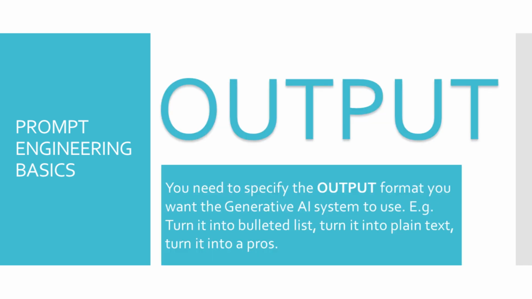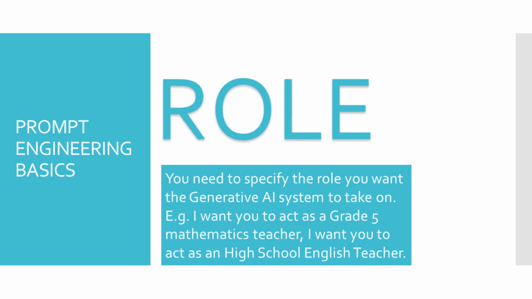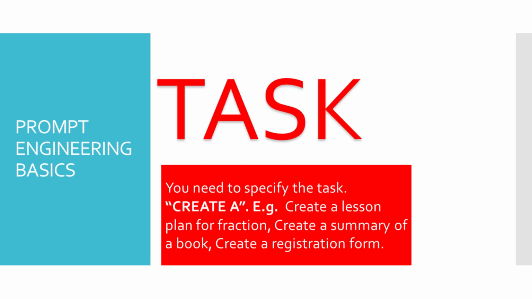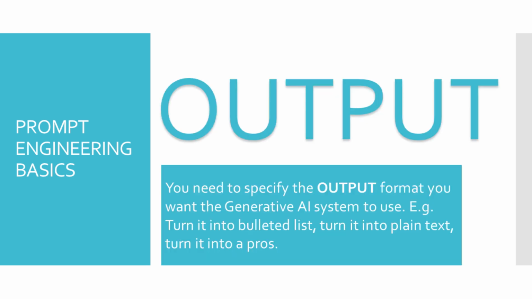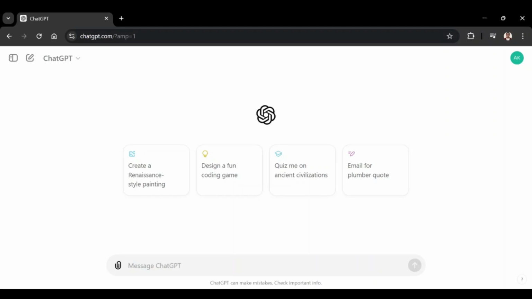Take for instance, you are a grade 5 teacher and you need to teach mathematics for grade 5, and you have 40 minutes maybe for a class. So there's a role, there's a task, there's a requirement, and there's an output that you need to specify for this AI system to actually give you the accurate response.